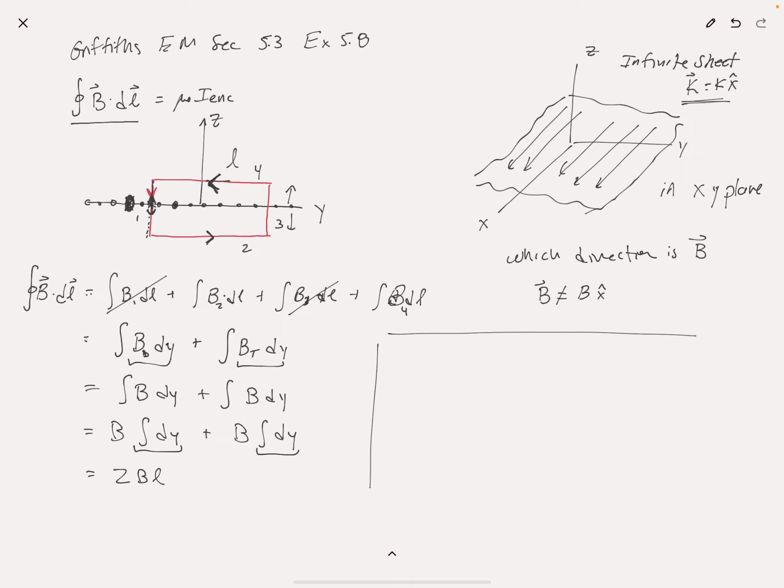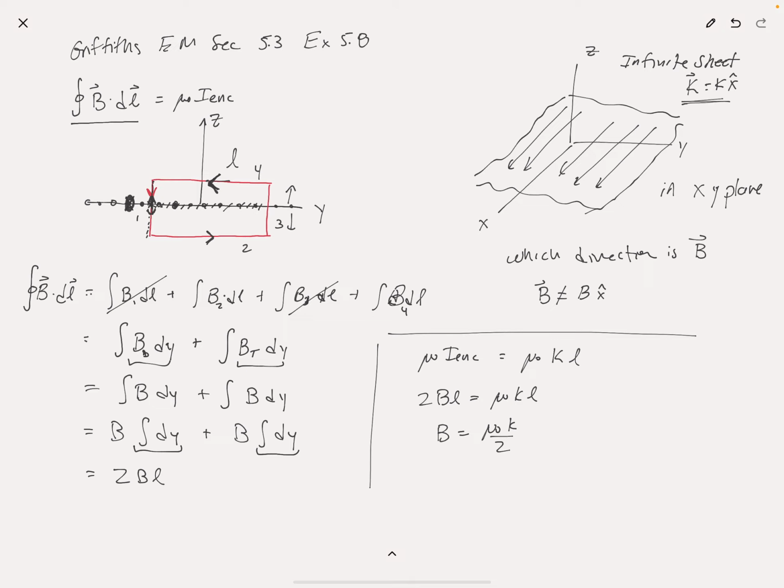The right side of Ampere's law is mu naught I enclosed. What is mu naught I enclosed here? Well, it's just mu naught times the current density, K, times the length perpendicular, which is L. I have this much current going through that surface. All right. Therefore, 2BL is equal to mu naught KL, and B is equal to mu naught K over 2. Oh, interesting, it's constant. Okay.